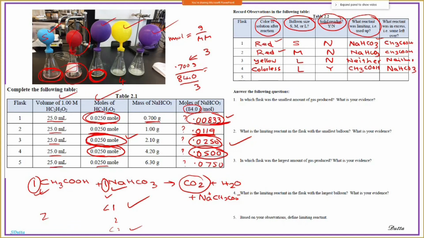So if I am given two different amounts of the reactants, I have to figure out which one is going to run out first. Then I can figure out how much product I'm going to get, and which is going to give the smallest amount of the product. Okay, tell me if you have any questions.